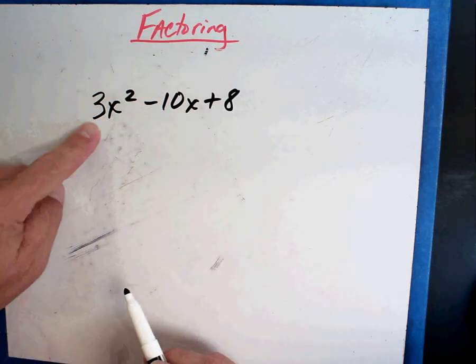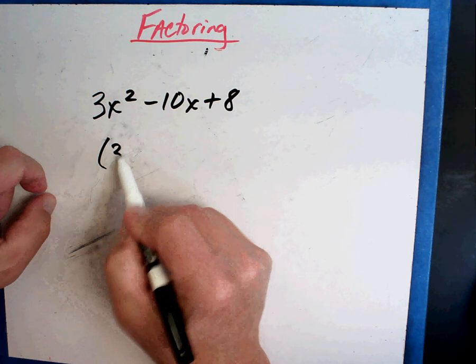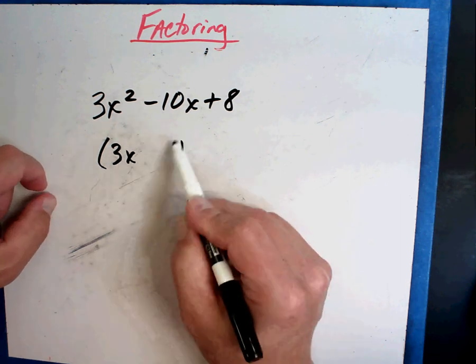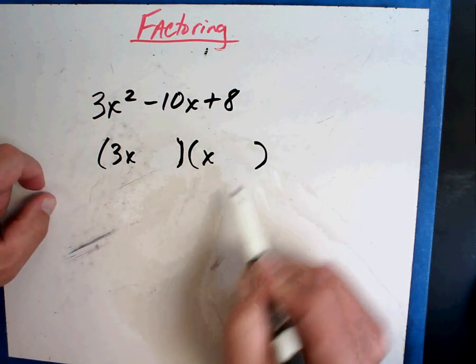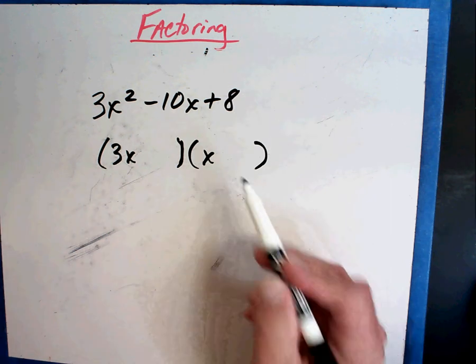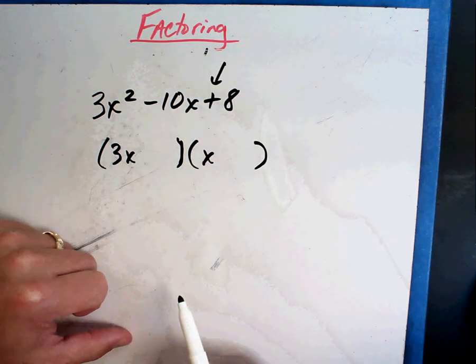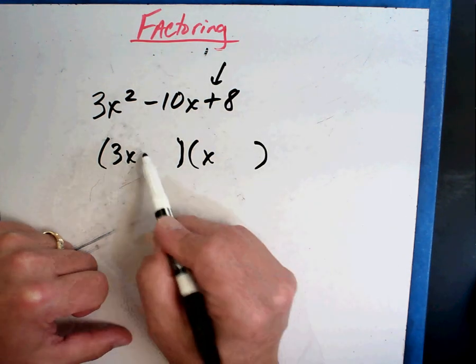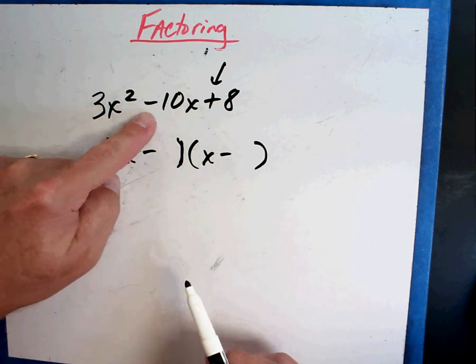Well, this isn't a 1 now, so I still have to break it down. I know that 3x and x make 3x squared. Okay? Again, look at your sign. They're going to be the same. Perfect. They're both going to be minuses because that's a minus.